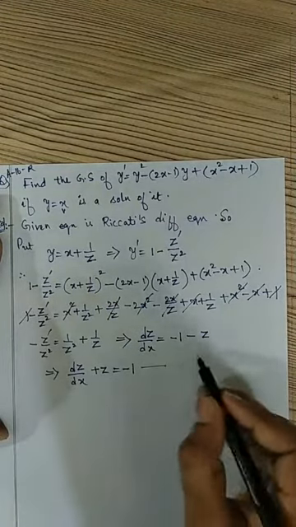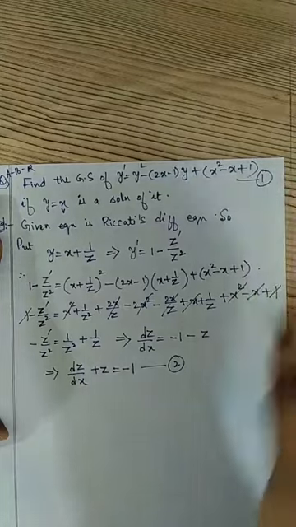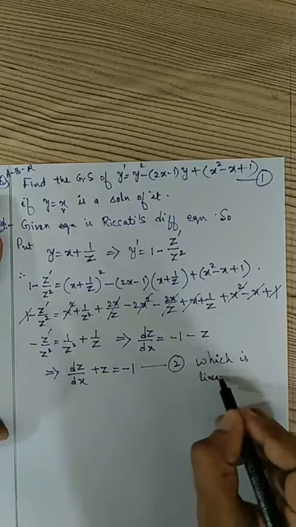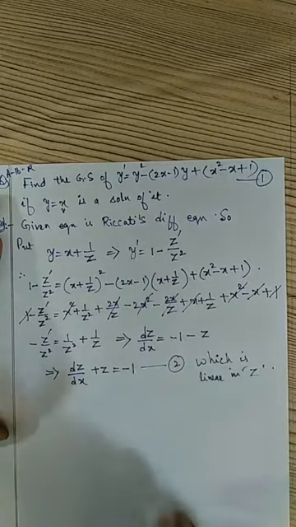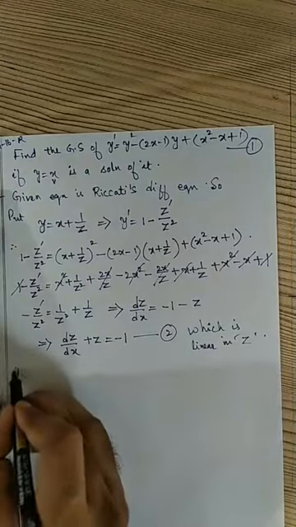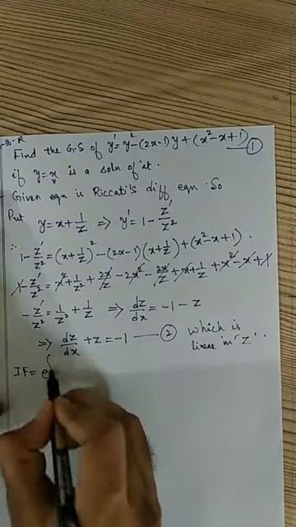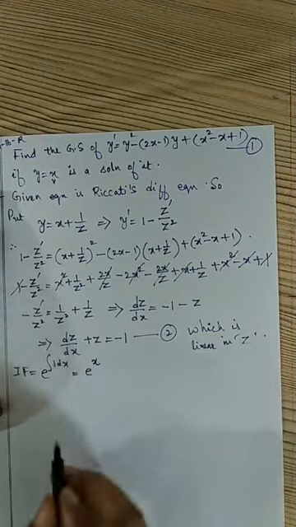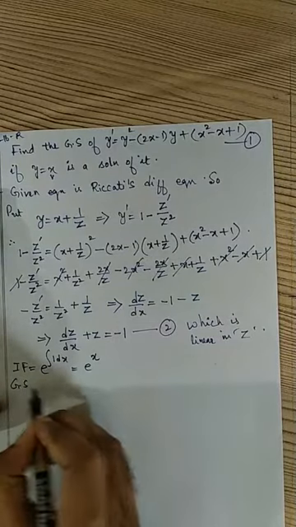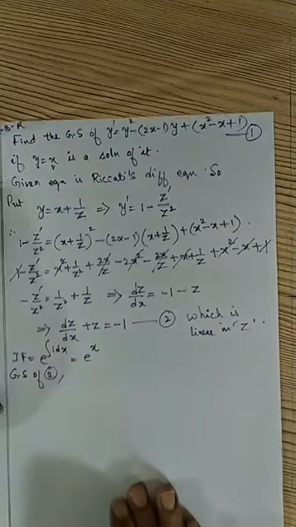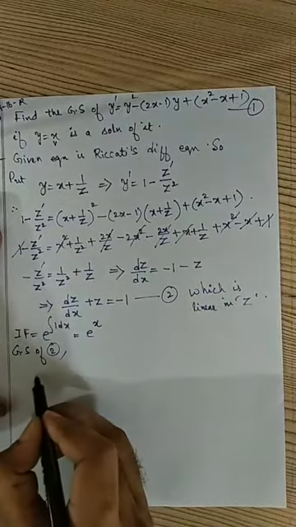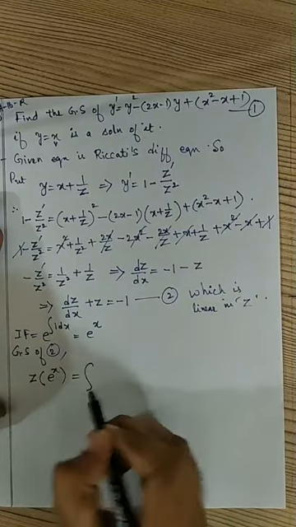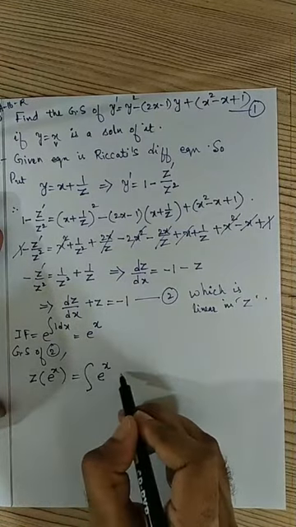Now consider this equation as 2 and the earlier equation as 1, which is linear in z. If it is linear in z, then we have to find the integrating factor, which is equal to e power integral p. P is 1 here, so the integrating factor is e power x. Then the general solution of equation 2 is given by z into the integrating factor e power x equals the integration of integrating factor into q. Q is minus 1.